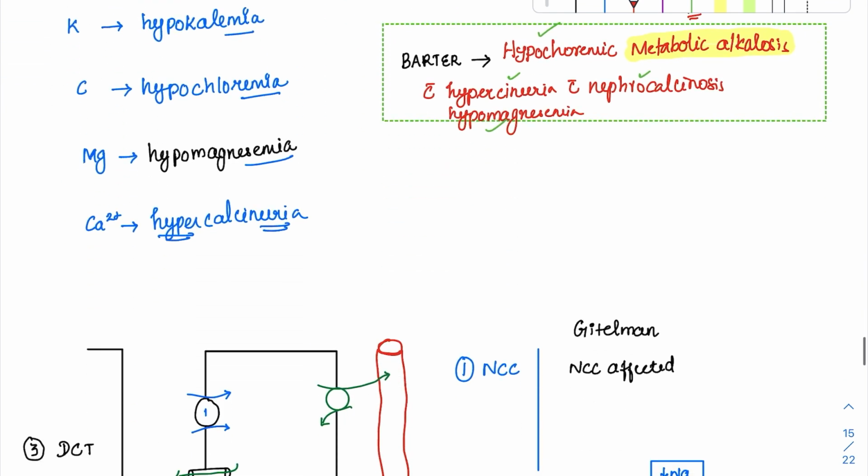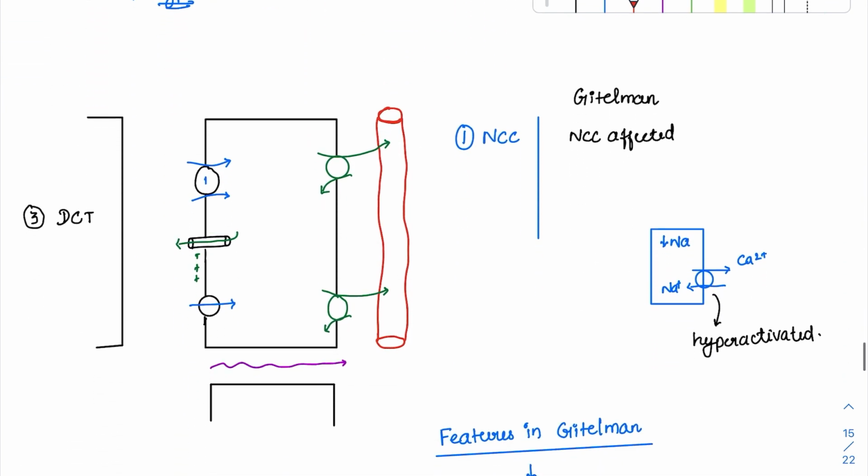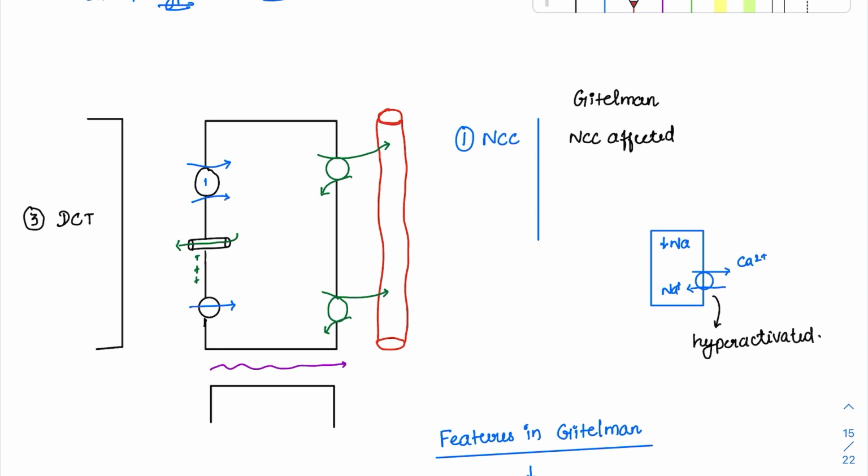So coming to the next segment, that is the DCT. We are done with our thick ascending limb. Now coming to the next segment, that is the distal convoluted tubule. What is the ion channel present here for sodium reabsorption? That first we have to see. The ion channel present here is NCC. What is NCC? It is reabsorbing sodium along with chloride. Here there is no potassium. That's why K is not there. So sodium is reabsorbed along with chloride.